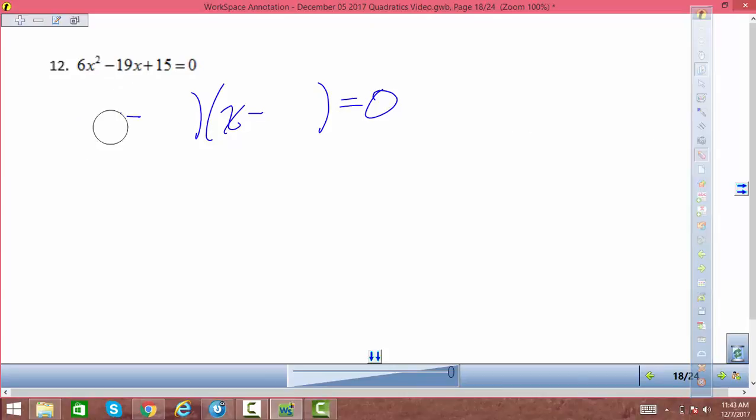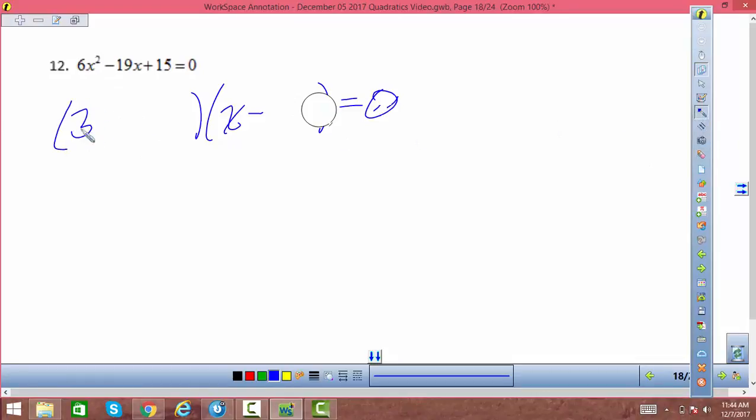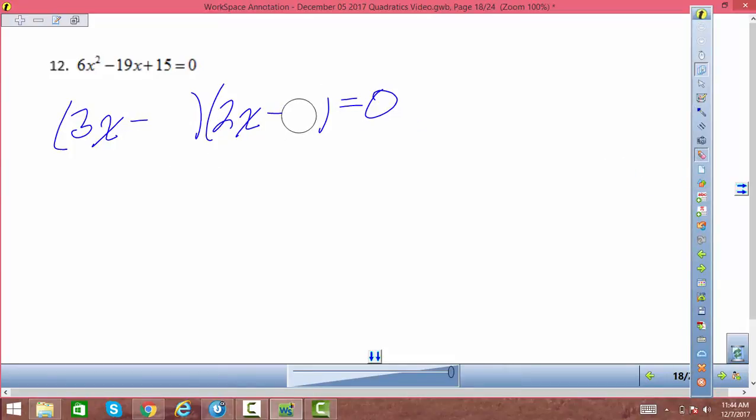And I'm going to get rid of the 6, and we're going to try 3x and 2x. So here I'm going to try a 5 and a 3. But here I can see the 3's would divide out, so I kind of know that's not the way it would work. So 3 and 5.